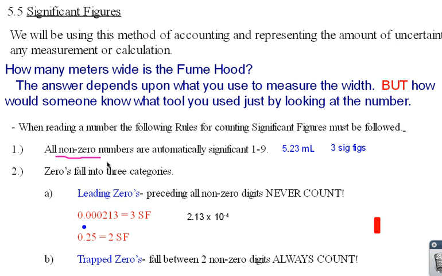There are three categories. There are numbers that are not zero, and if they've been written down, then they are automatically considered significant. So say someone's written down the number 5.23 milliliters. Then all three of these values are considered significant. The first two values, the 5 and the 2, are well known, and the third value is the estimate. So we could say we have three significant figures in this number.